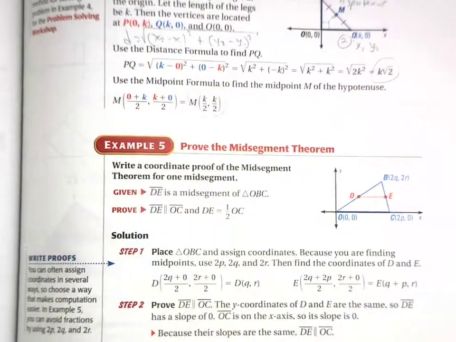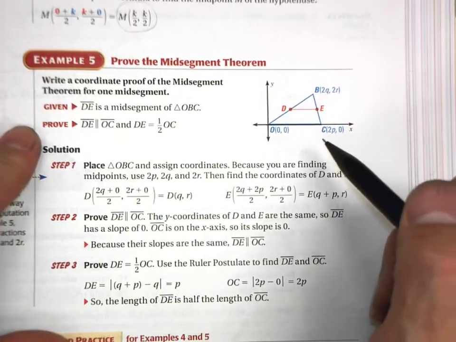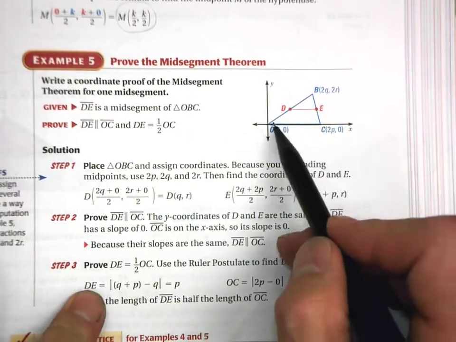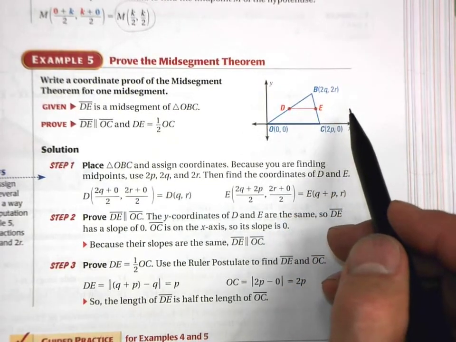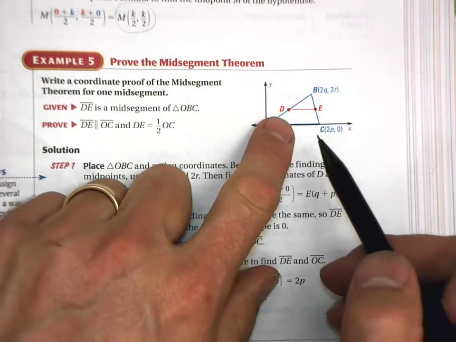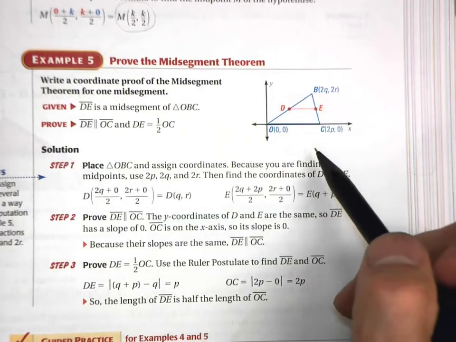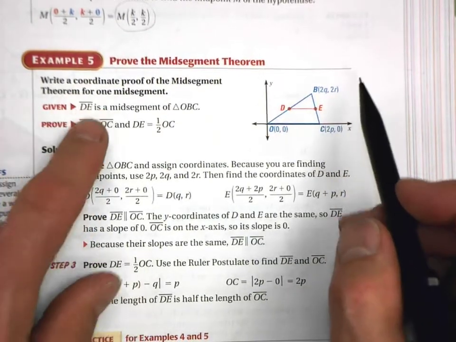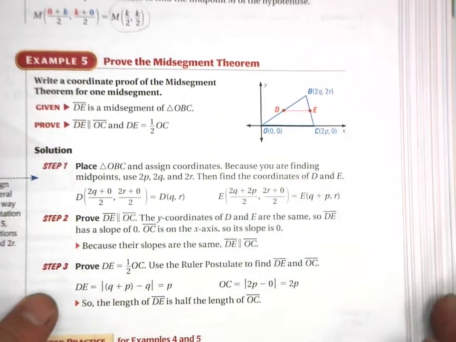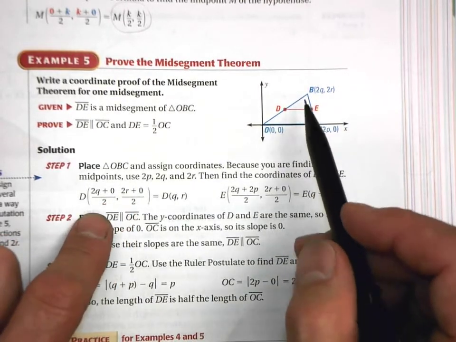Now, let me show you an example of how the coordinate grid, or coordinate proof, can be helpful to us. Here is a triangle, and this is our mid-segment. And so what does the mid-segment do? Remember, it goes from where to where? It goes from midpoint to midpoint. And so we're going to prove the mid-segment theorem.